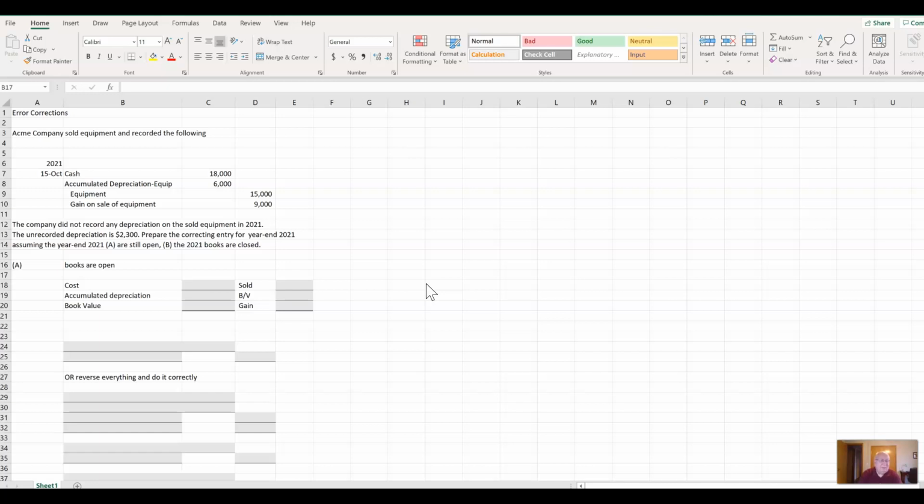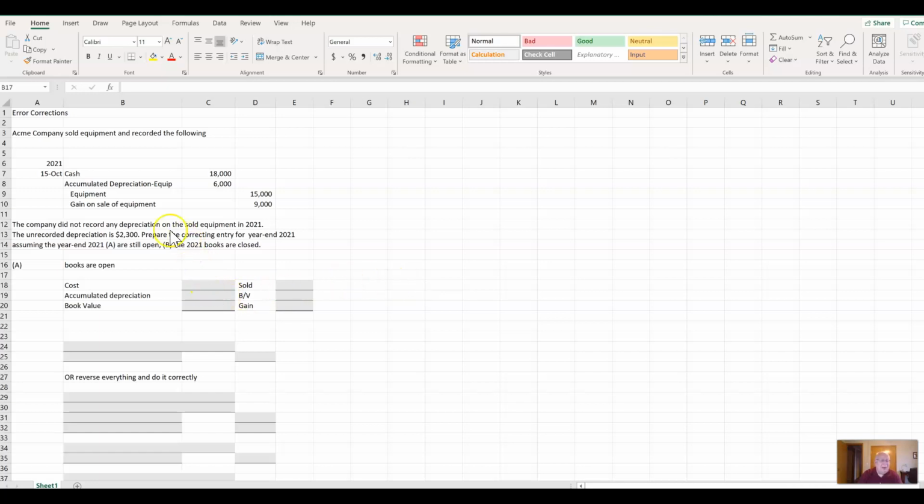So first example we have is Acme Company sold equipment and recorded the following: cash of $18,000, accumulated depreciation of $6,000, equipment was $15,000, and gain on sale of equipment was $9,000. That does look correct. However, when you looked at the books, you discovered that they failed to record depreciation of $2,300 in the year that they sold it. So what we want to do is do the journal entries. We're going to assume two different prospects. First, the books are still open, and second, the books were closed. Maybe you discovered this sometime in late January, and if the books are still open, you do it one way. If the books are closed, we're going to do something different.